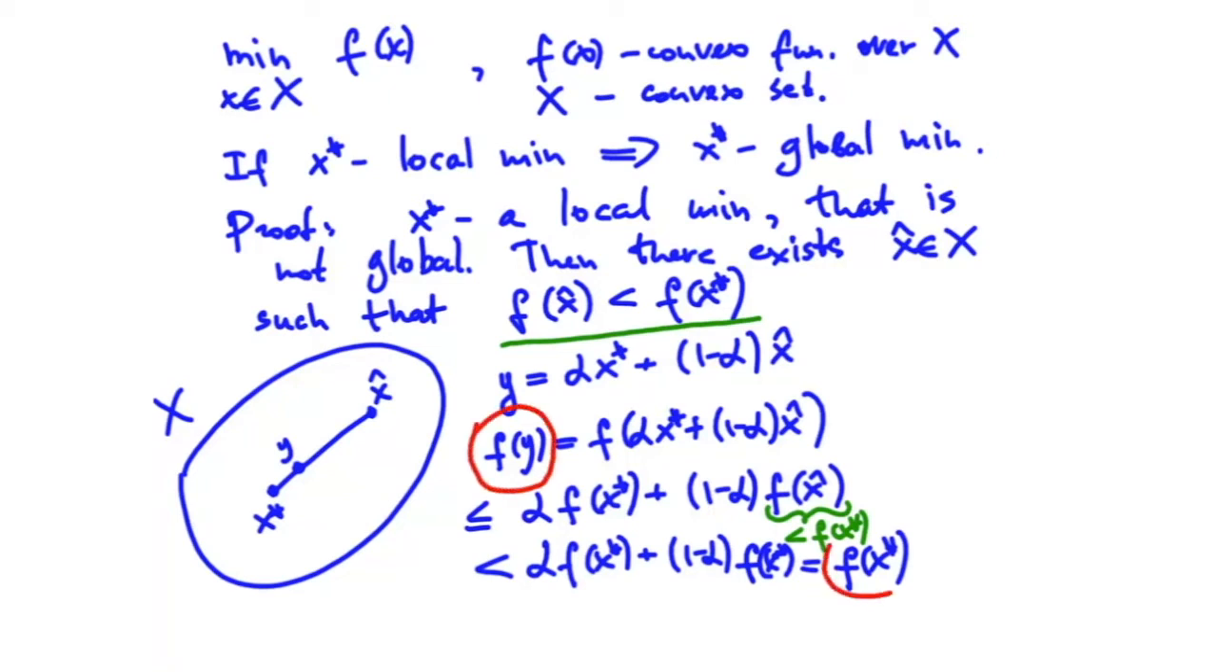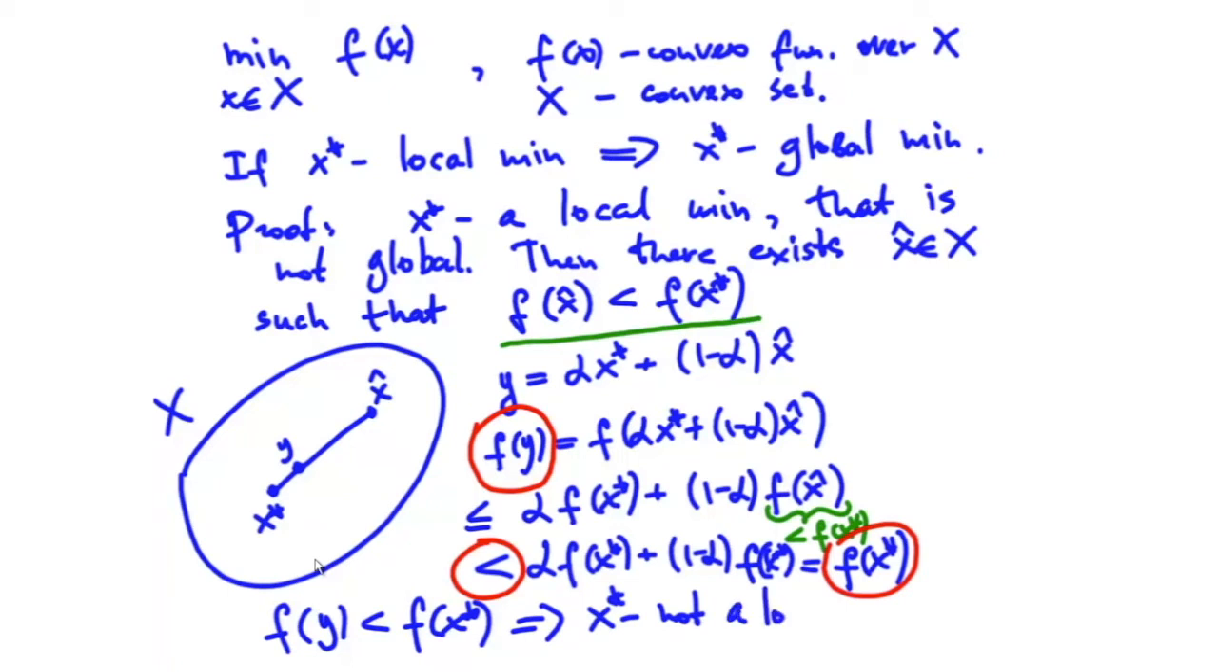So what we have, we started with f of y, and we have shown that it is less than f of x star, right? So we have f of y is less than f of x star. And again, we can select alpha for y to be within any close proximity of x star. So therefore, this shows that there is no neighborhood of x star where f of x star is less than or equal to f of x for any x within this neighborhood, right? So therefore, x star cannot be a local minimizer.